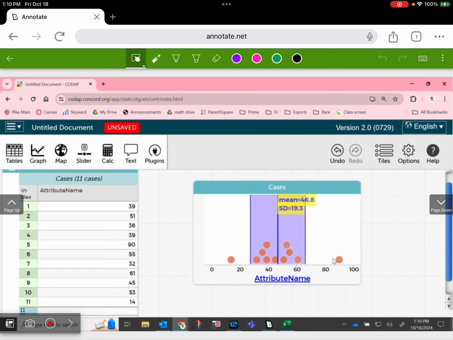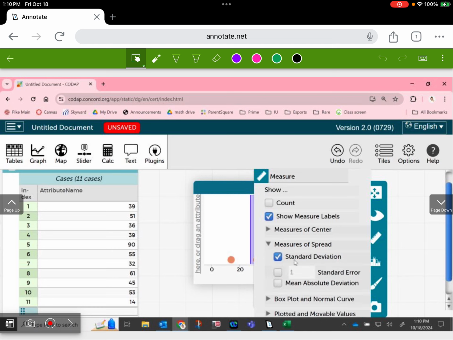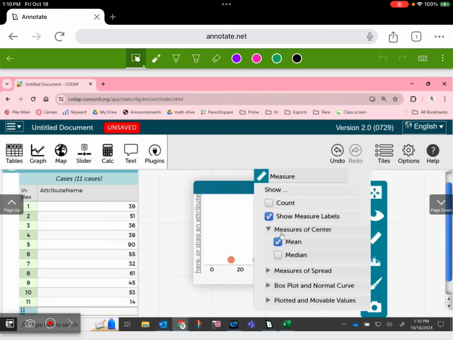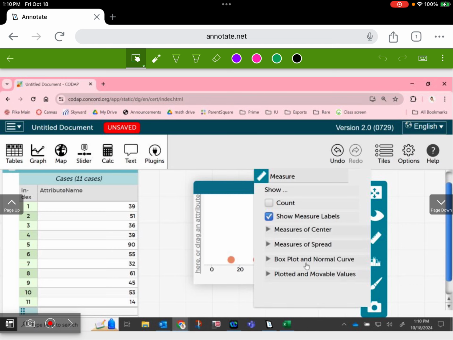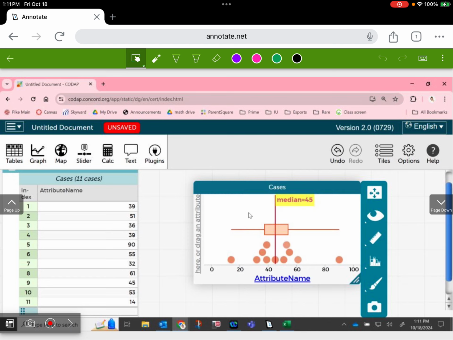It's all well and good, but we know we have this one piece that's our outlier. So instead of showing my standard deviation and my mean, I would love to show my median. And then I'm going to come down here to where it says box plot and normal curve, and we're going to click box plot. And it'll make it for us. If I put my mouse over it, it shows my minimum is 14. If I go to the box, it's got my quartile 1 of 37.5.